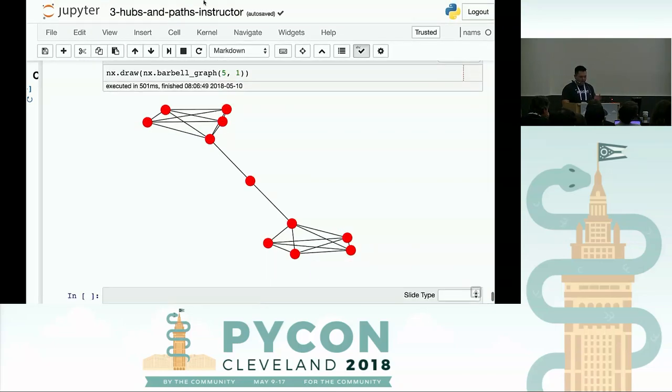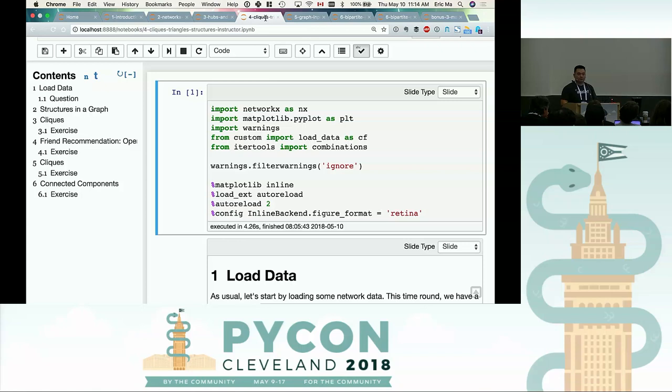Let's move on from notebook number 3 now to notebook number 4. How many people at this point need a break? Okay, all right, so let's move on then. Let's power through.